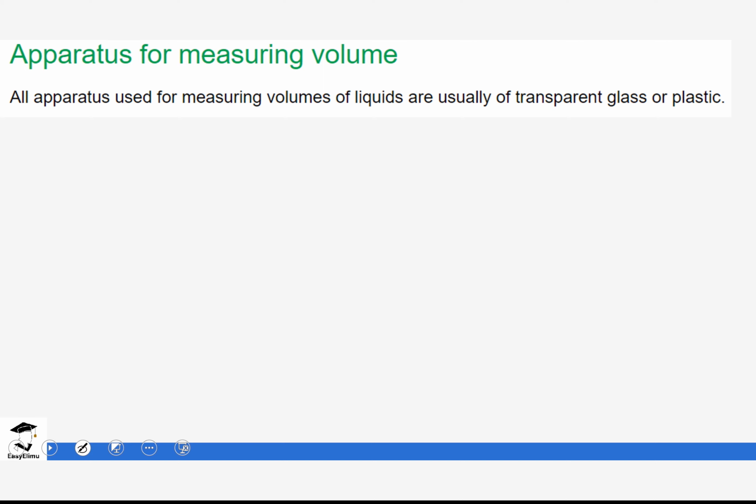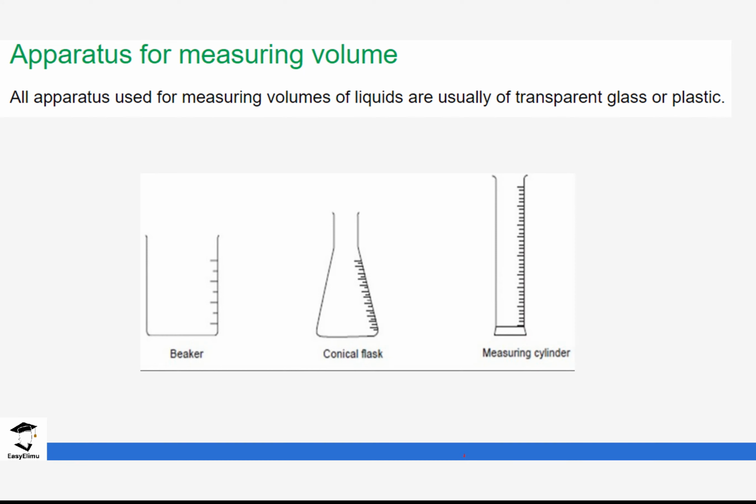And then, we are going to start with the apparatus used for measuring volume. We are going to divide them into two. We are going to have apparatus used for measuring approximate volume. And we usually use these three apparatus for approximate volume. So the first apparatus is a beaker. It is usually graduated, and also the conical flask and measuring cylinder. We have measuring cylinders and beakers which are plastic or glass. And these ones are used to measure volume, but approximate volumes. We do not need accurate volumes when it comes to these apparatus.